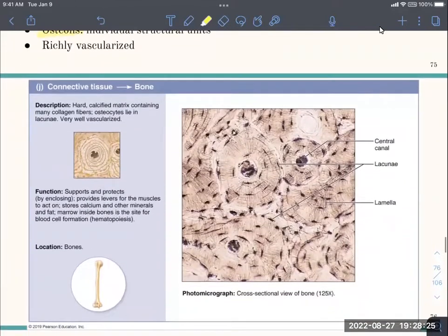So this is what bone looks like. All these little black spots here are lacunae that house osteocytes. And if you notice, bone has a very circular pattern. These are all individual osteons.